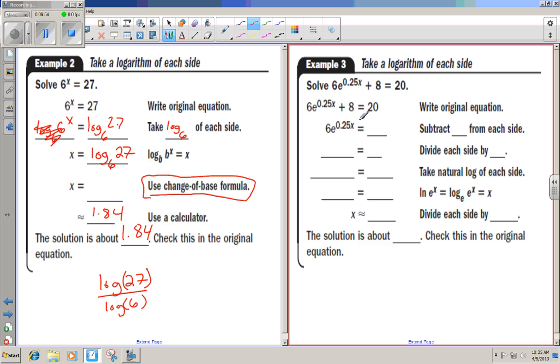Here's example 3. We need to solve for x. We cannot get rid of the base e until the 6 and the plus 8 are gone. That's why here it says subtract 8 from both sides. So we end up with a 12. We still can't get rid of the base because there is this 6 in front. It's multiplication, so we get rid of multiplication by dividing, and we divide by 6.